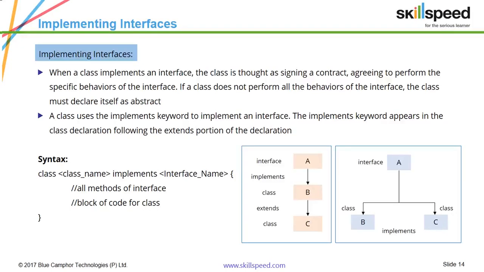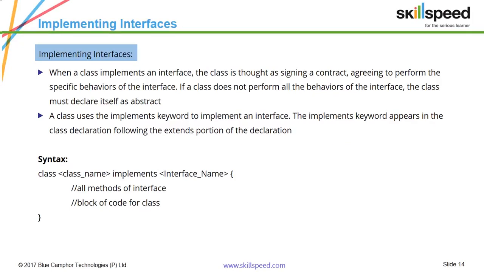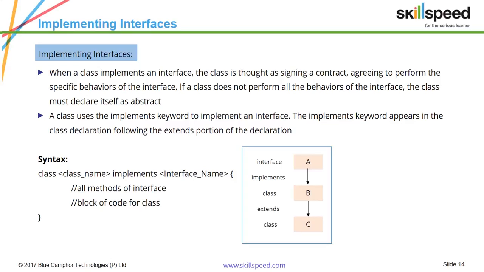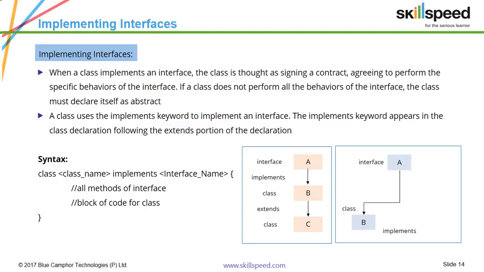If you look at the two diagrams here, in the first one, interface A is being implemented by the class B and then class C is extending the class B. In the second diagram, interface A is being implemented by class B. Also, interface A is being implemented by the class C.